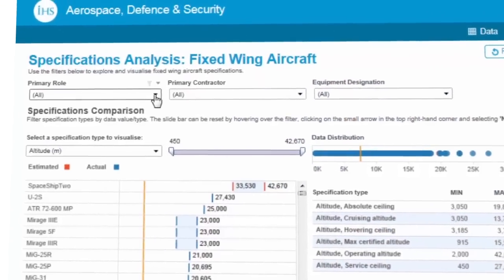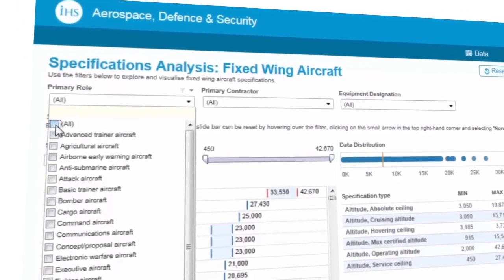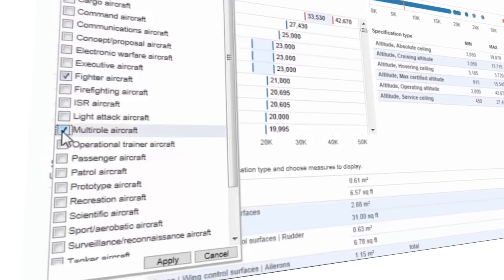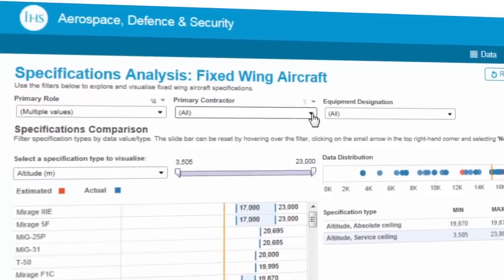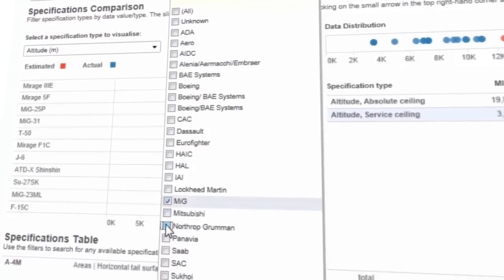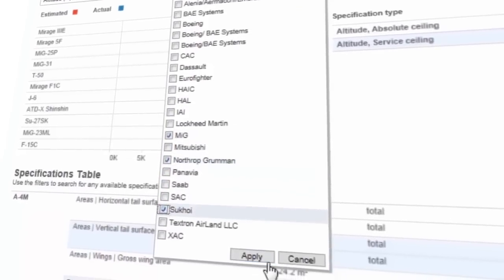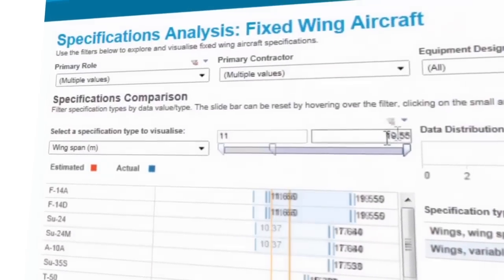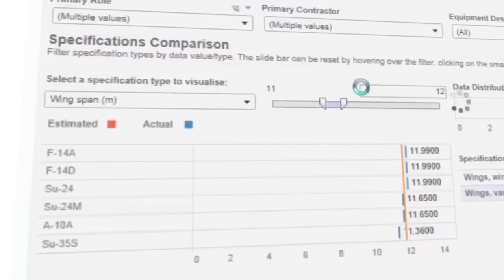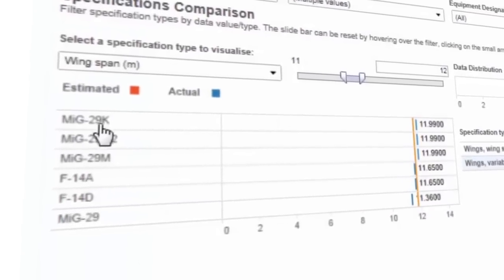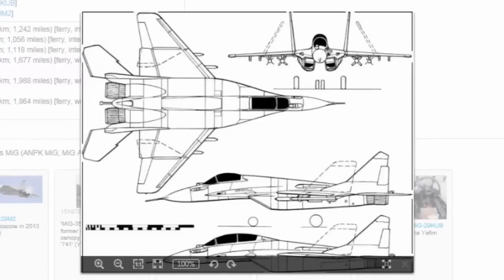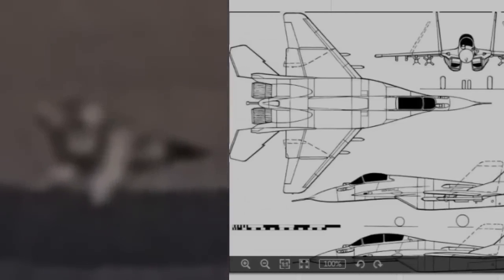Now that we have determined what aircraft are in service, we want to understand their specifications, so we select attack aircraft, fighter aircraft, and multi-role aircraft from the list. We then filter down further by selecting MiG, Northrop Grumman, and Sukhoi. Finally, selecting wingspan from the drop-down list, entering the measurements in meters of the aircraft measured from the satellite imagery. The results return a MiG-29, which is known to be in Yemen service and matches the wingspan measured. We can then cross-reference this information with the schematic drawings that are available to ensure our findings are correct.